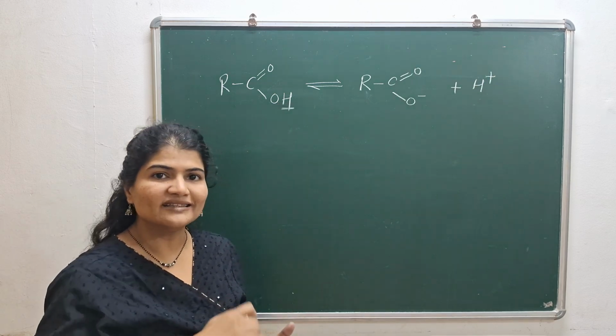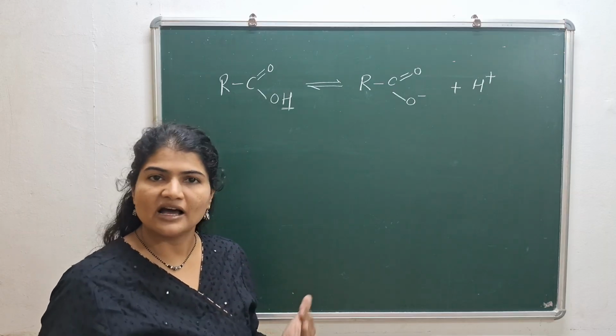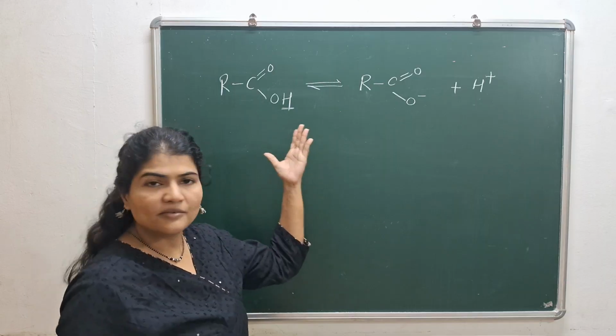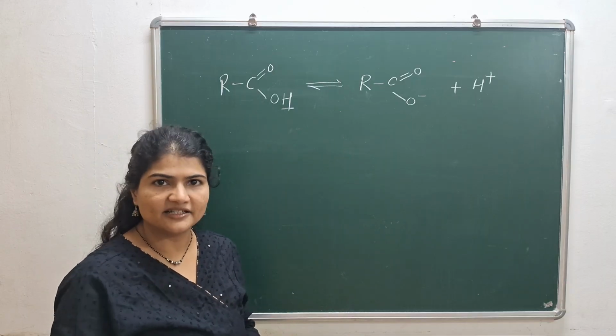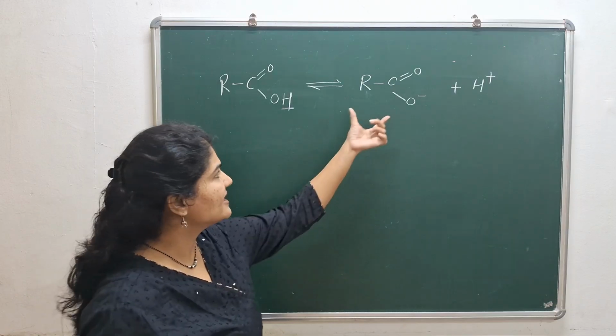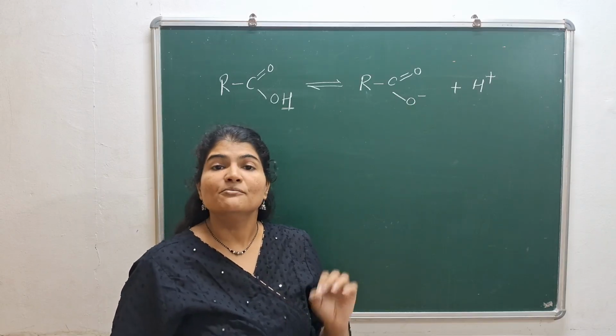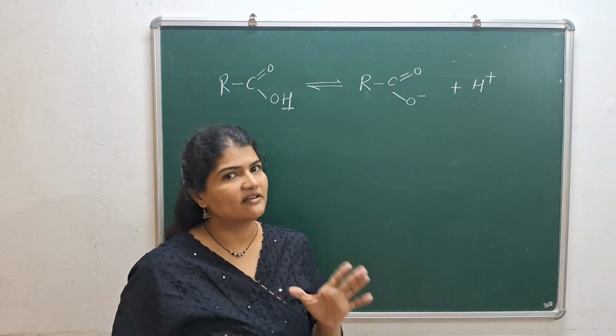Now, those who can give away a proton, those who can donate a proton, are acids. So, carboxylic acids are acidic. The carboxylate ion formed by this dissociation is actually very stable because it is stabilized by resonance.